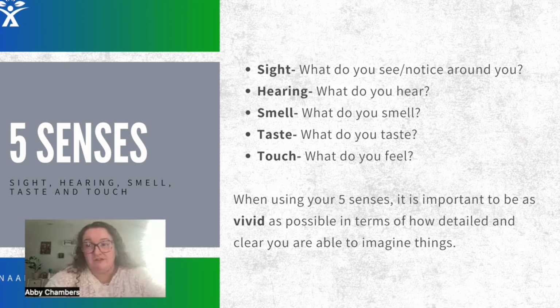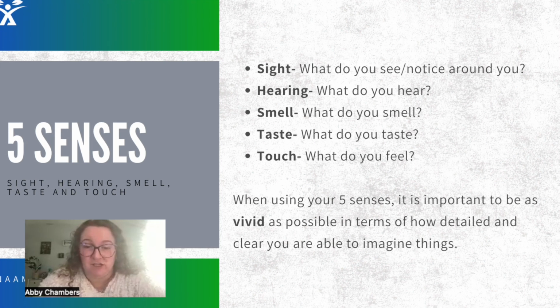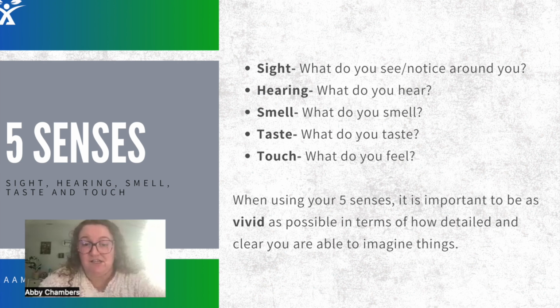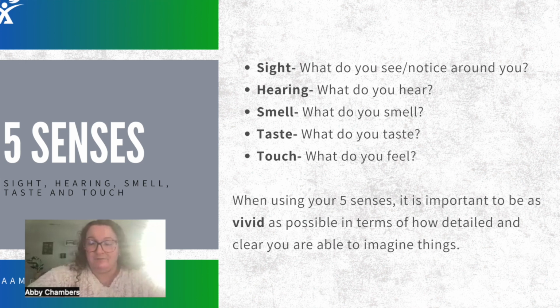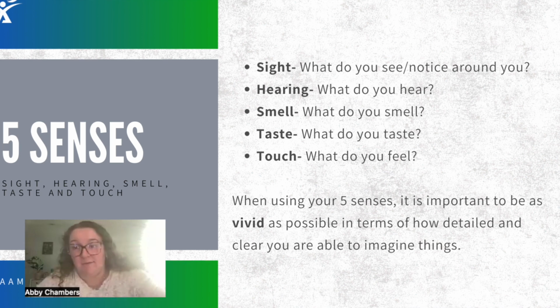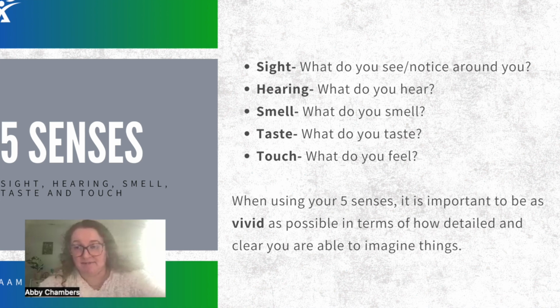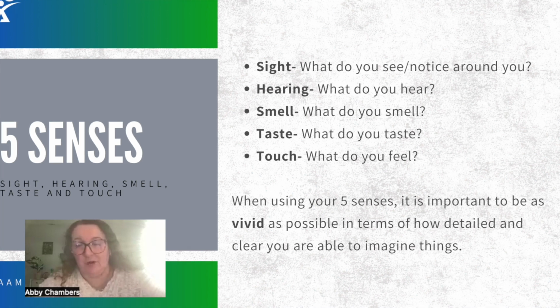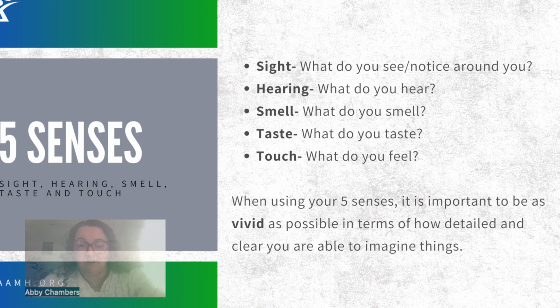So like I said, when you're using the five senses, it is very important to be as vivid as possible in terms of how detailed and clear you are in imagining things to their full capability. It makes sure that we are fully immersing ourselves in the environment that we're trying to imagine ourselves being in. So being able to tap into those five senses and make things as real and as vivid as possible helps our mind not distinguish between imagination and reality, and therefore builds the muscle memory to help improve our skill in the future.